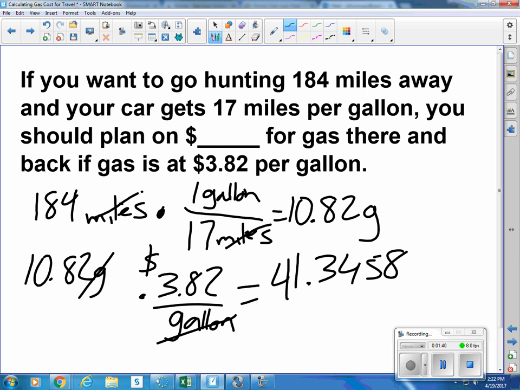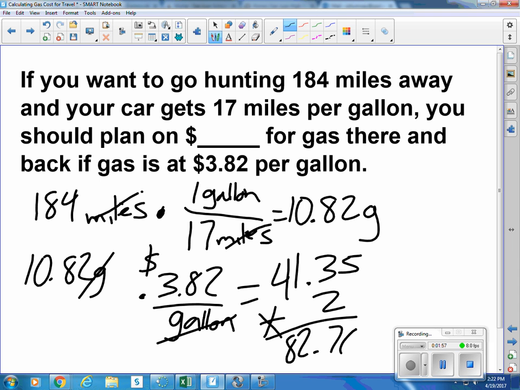$41.3458. Well, if we're going to round to the nearest penny, we want to stop here. The next one is 5 or higher, so we're going to make that a 35 cents. And we have to go there and back, so we'll multiply by 2. So we have $82.70. That's what we should plan on.